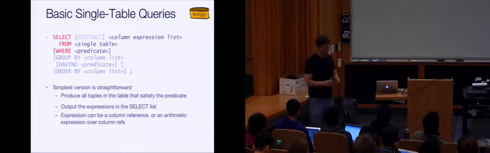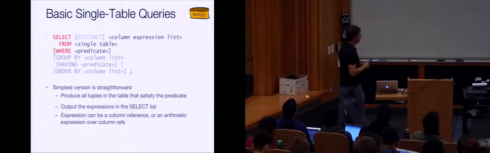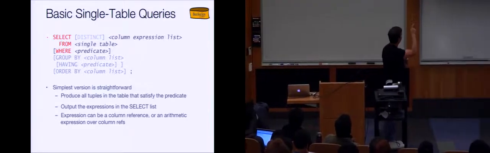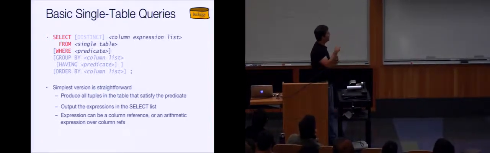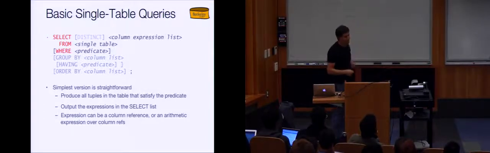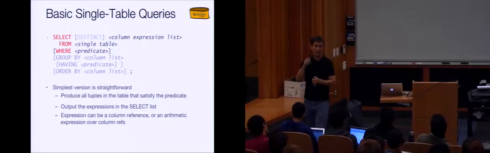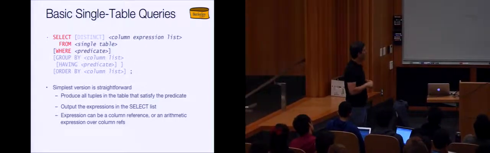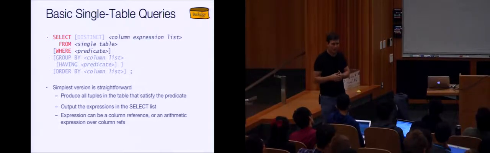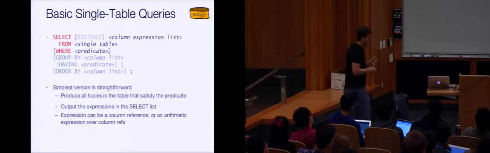Okay, so the simplest version, which is what's now not grayed out, is very straightforward. If you say select columns from table, maybe where something, you'll produce all the tuples in that table that satisfy that predicate. And for each one of those tuples that satisfies the predicate, we will output one tuple with the expressions in the select list. An expression can be just a column reference, like I want to know the GPA column of the table. Or it can be an arithmetic expression over column references. I want the GPA times 2. You could also do just plain old arithmetic. I want to have 17 minus 4 in every row for some reason.